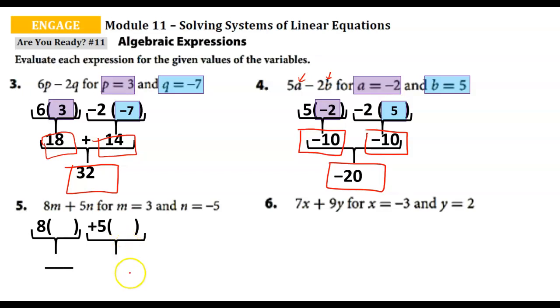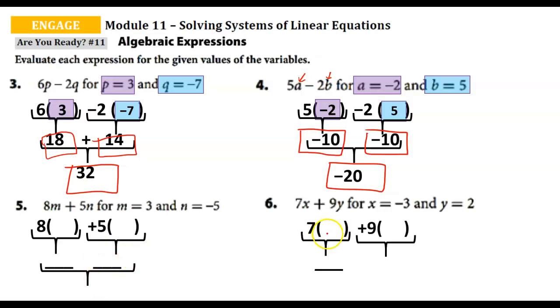Essentially, you're going to be doing the same thing for numbers 5 and 6. As you notice, though, I am no longer providing you any responses. So make sure you're doing number 5 and number 6. Again, we're just replacing with the numbers they provide for us. Here and here. And for number 6, here and here.